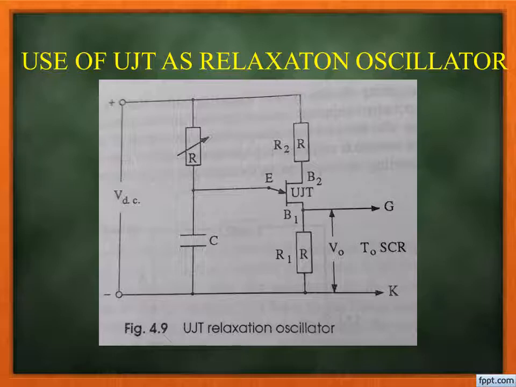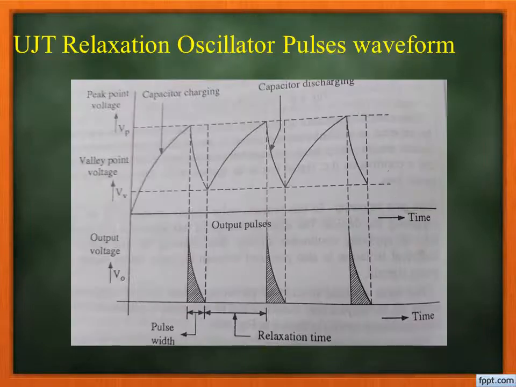In this circuit, the charging rate of capacitor C will depend on the value of resistor R. The voltage across the capacitor C can be controlled by varying the value of resistance R. The moment the voltage across C becomes equal to or more than the peak point of UJT, the UJT will start conducting. You can see here from the characteristics.